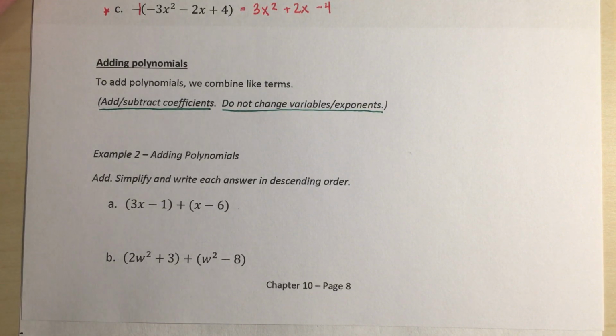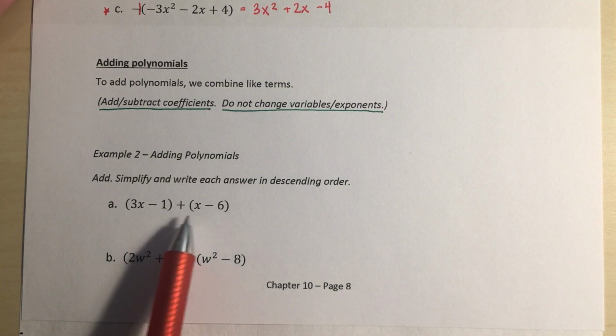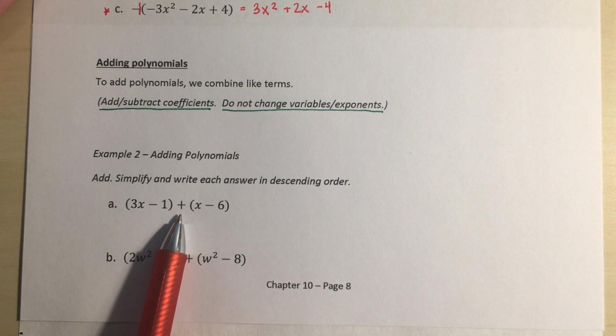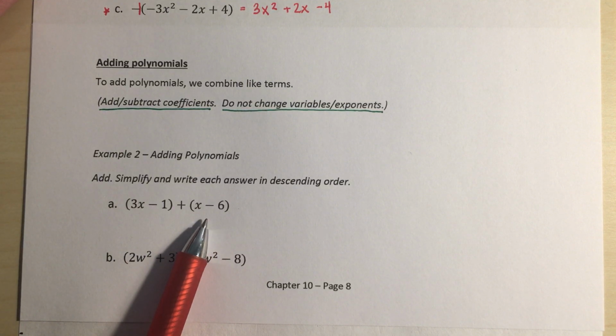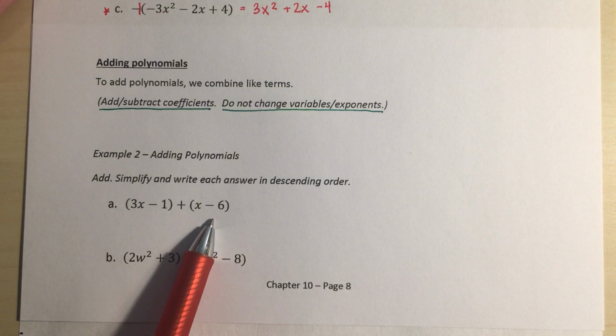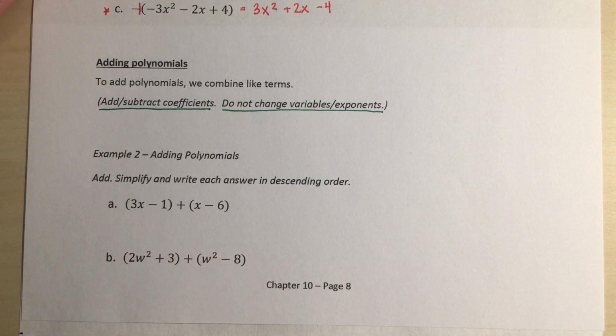The only difference is these are grouped by parentheses, but these parentheses don't really mean anything because there's just an addition sign in between. Technically, we are adding two binomials. This polynomial has two terms, this polynomial has two terms, and we're going to combine our like terms. As we're adding these binomials, depending on what types of variables we see, we may end up with another binomial answer. We could end up with something that has more terms. It just depends on how many like terms we have.